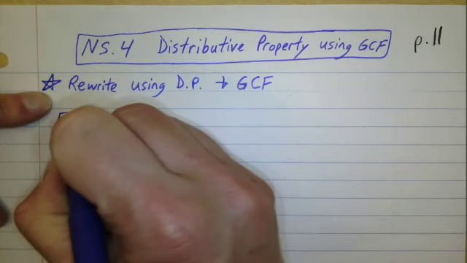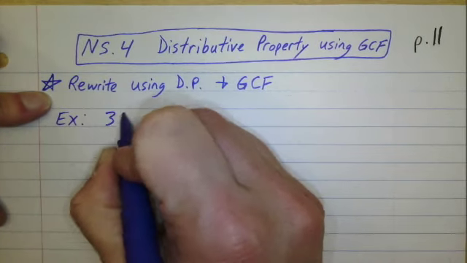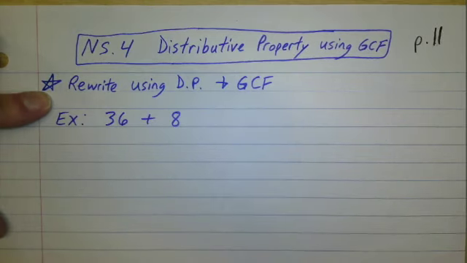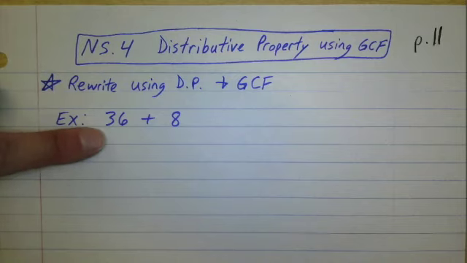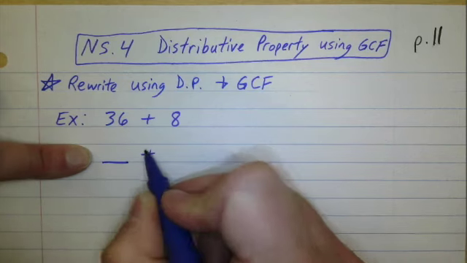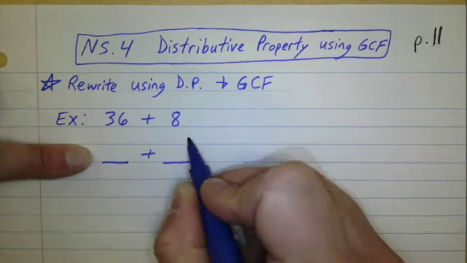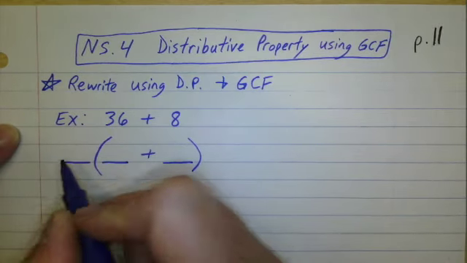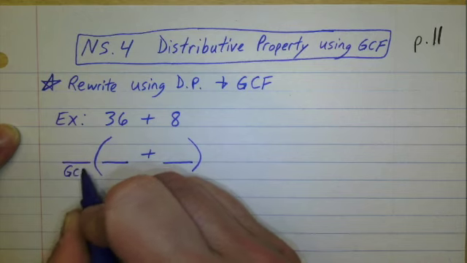The example problem that I'm giving you is 36 plus 8. And how do you rewrite it using the distributive property and GCF? Well, the first thing I want you to do is leave this line blank and come down another line. I want a blank right below the 36, the plus right below that, and a blank below the 8. You're going to put big parentheses, and then you're going to have a line out here, and we're going to label this GCF.